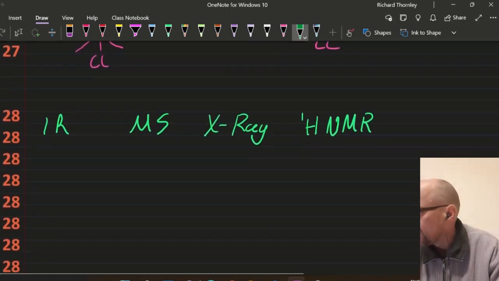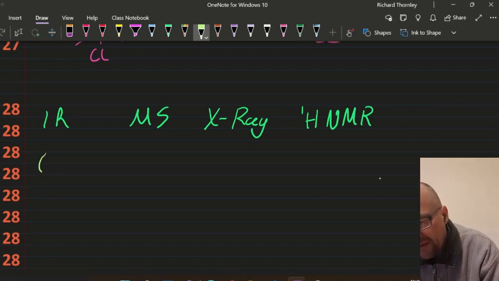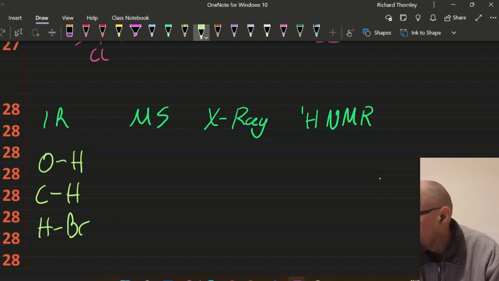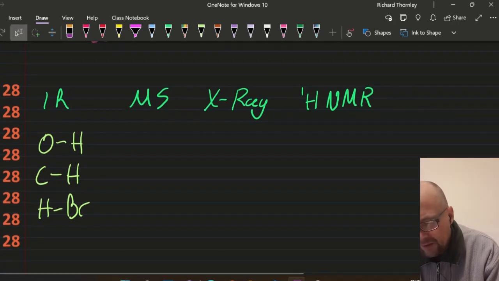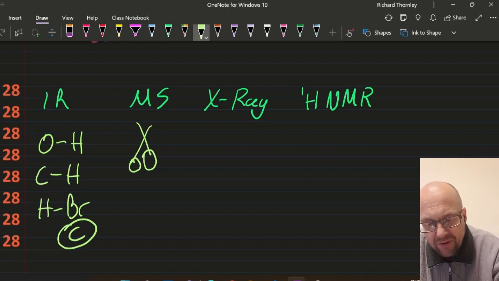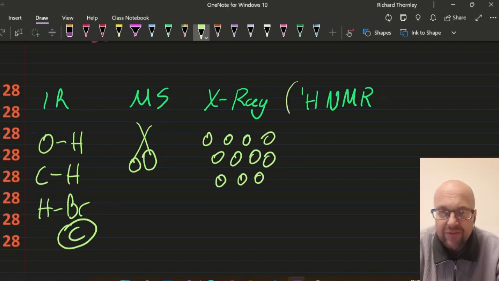28, home stretch. So infrared, well, infrared tells you what bonds are there. Is it OH? Is it CH? Is it HBr? What's going on? So it tells you the bonds. Yep, so 28 is C. For completeness, mass spectroscopy is where you snip the molecules up, molecular ion, all of that business. X-rays tells you about the distance atoms or ions are apart in a crystal, and H1 NMR, clues in the name, tells you about the hydrogens.